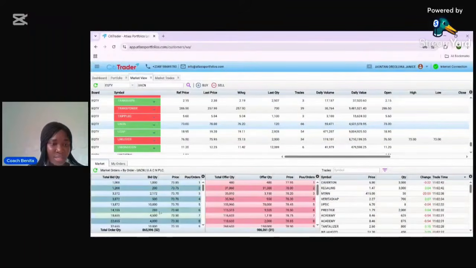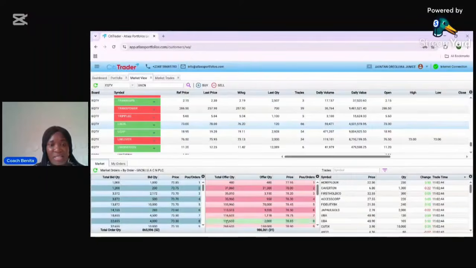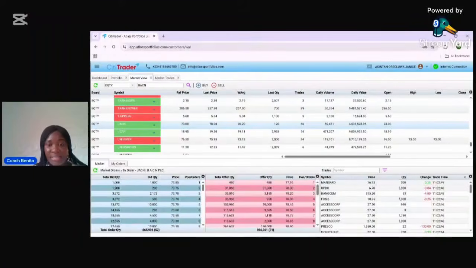Now look at USC here. If you look at the activity in USC, you see that the pressure is like a medium pressure. 865 units to be bought, 986 units to be sold. So there's no pressure either from the buyers or from the sellers. So if you want to place a bid for USC now, what do you do? Instead of placing a higher bid, I check the market rates.